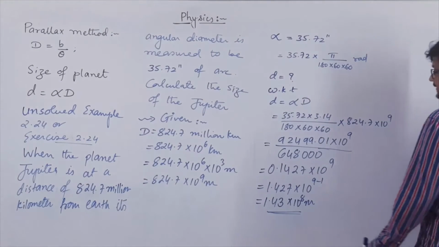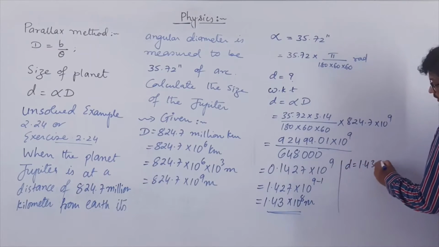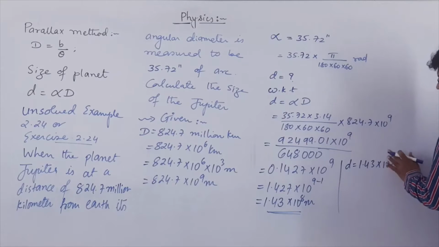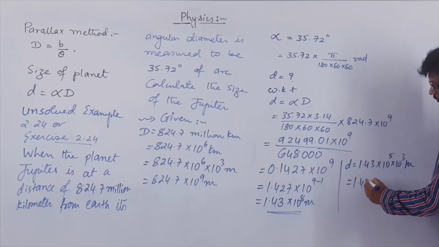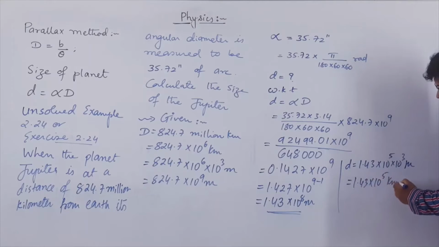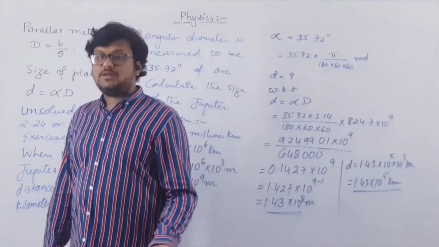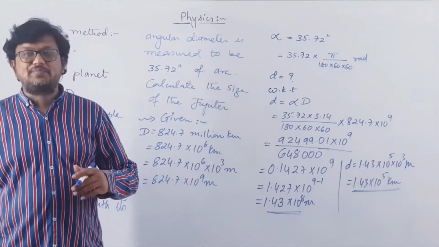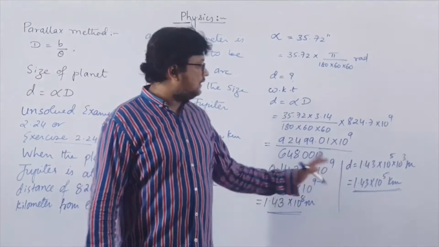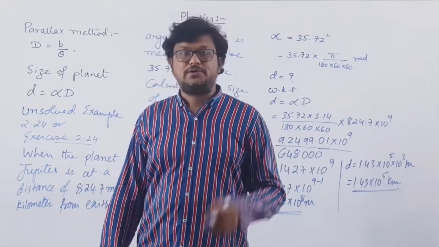Or if you want, you can write this as d equal to 1.43 into 10 raised to 5 into 10 raised to 3 meter, and 10 raised to 3 meter is kilometer. So your answer will be 1.43 into 10 raised to 5 kilometer. If you want to write in kilometer, you can convert it. But if you want your answer in meter, it is also correct. Since in this question the distance is given in kilometer, that's why we have written in kilometer. Otherwise it depends on you whether you want meter or kilometer.